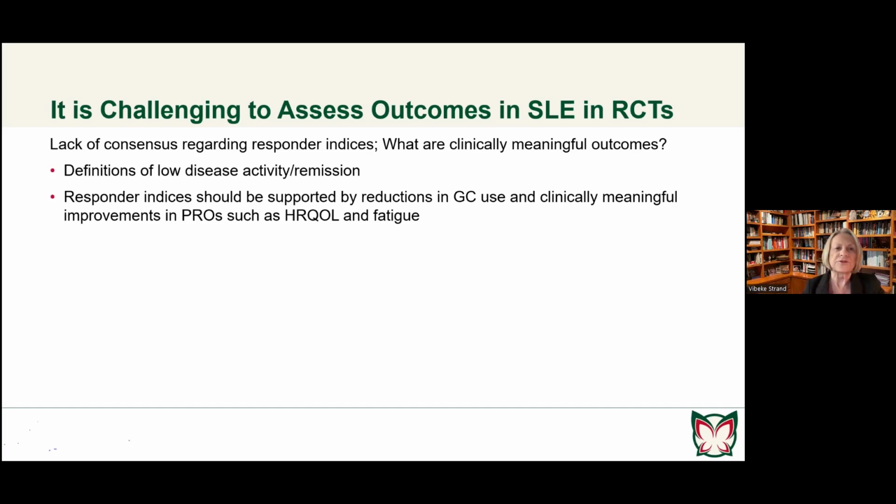Responder indices should be supported by reductions in glucocorticoid use and by clinically meaningful improvements in patient-reported outcomes, which are quite important in lupus. Fatigue is a major component of the impact of lupus disease activity, and so is health-related quality of life. And we have both disease-specific and generic measures for health-related quality of life.